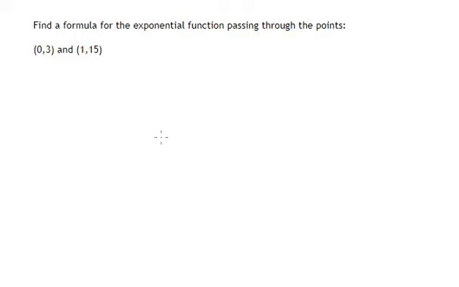Hello everybody, so today I will talk about calculus. The topic today is about exponential function. So now I will show you how to answer. We have the formula in here.